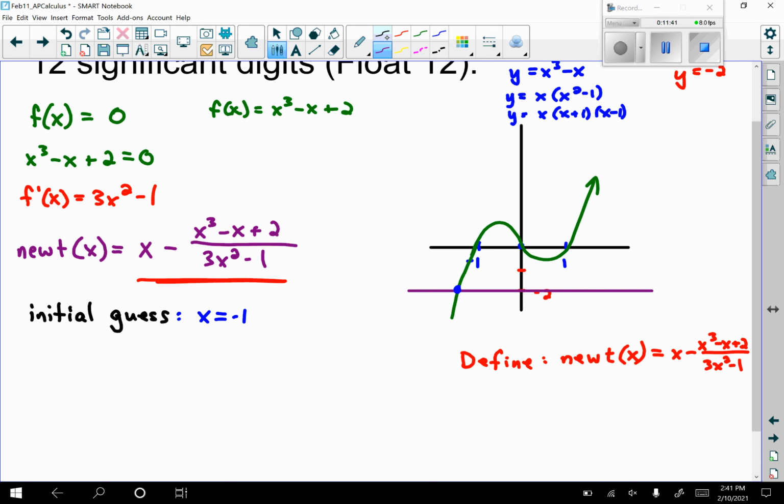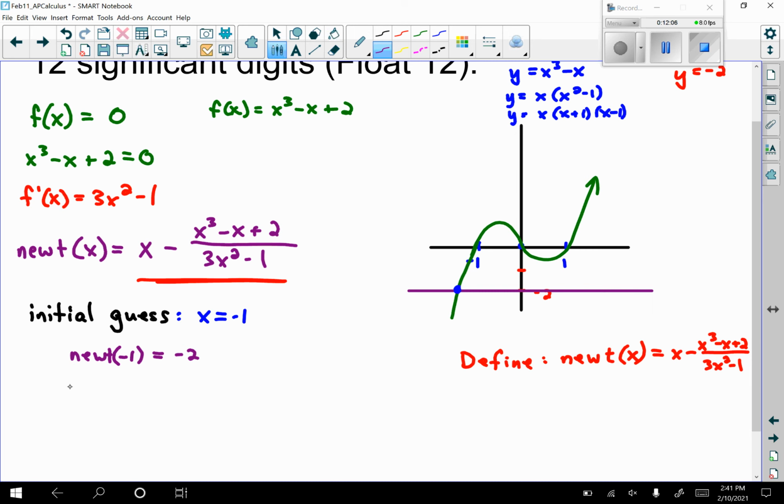Now for all of these, you may need to hit Control Enter. If it gives you a fraction, you just go back and hit Control Enter. So this gives us -2. So what we want to write in now is that newt of -1 actually comes out exactly to -2, but for everything else we're going to say approximate.